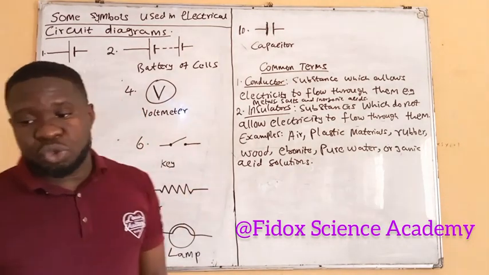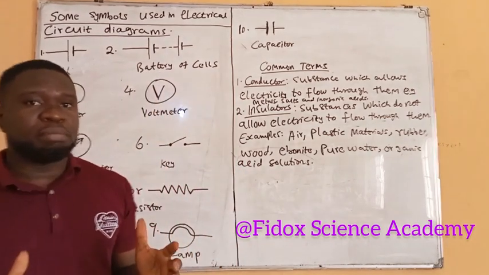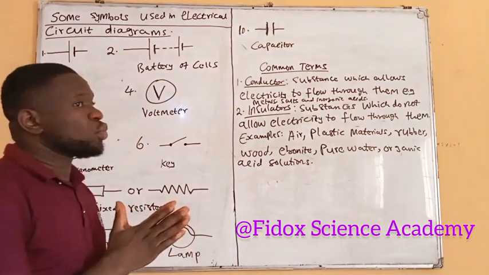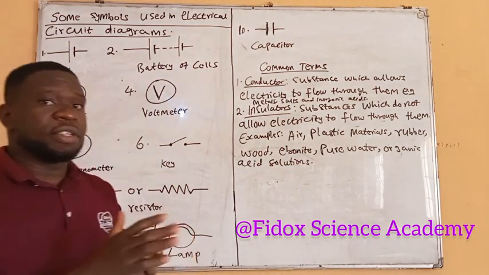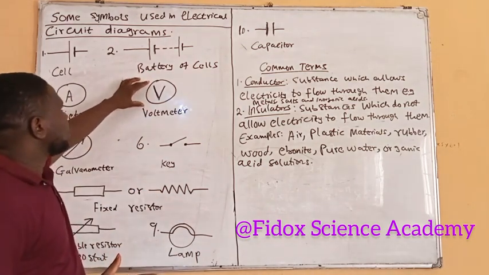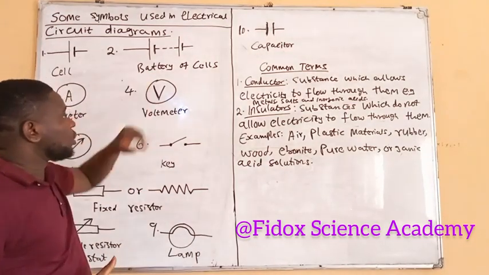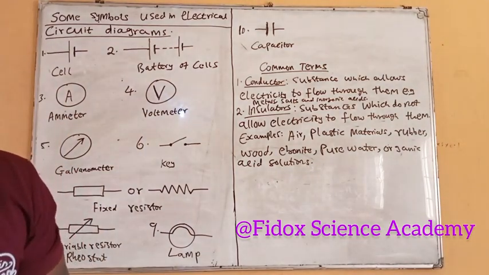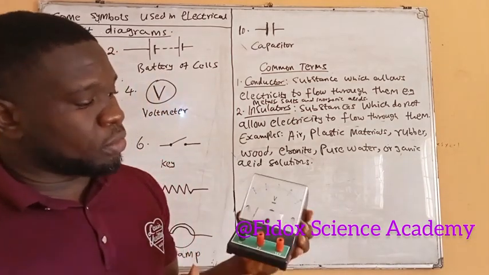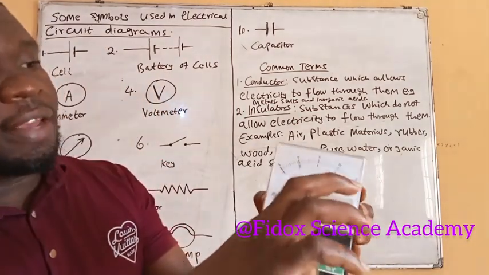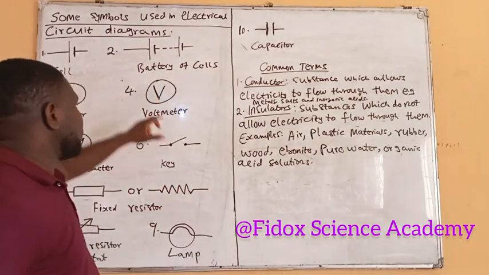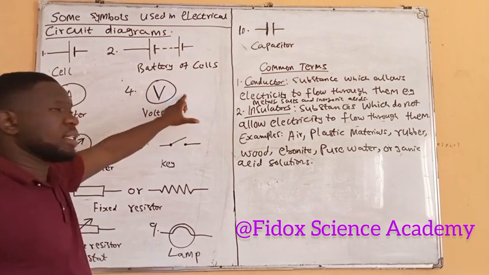The voltmeter is used to measure the potential difference between the two terminals of a connection, or you can say you use it to measure the voltage in the circuit. And this is the circuit symbol for the voltmeter. And here we have the voltmeter instrument. You can see it written V, which is the voltmeter. So this particular instrument is what we present on this board here, but with this symbol.